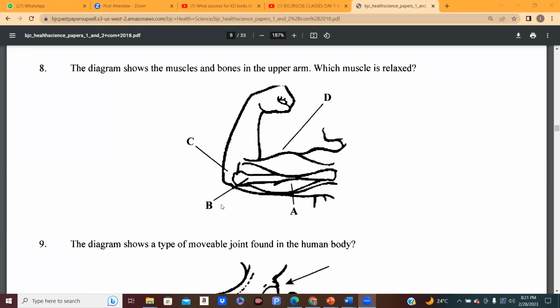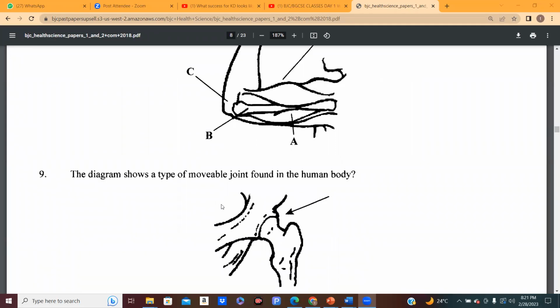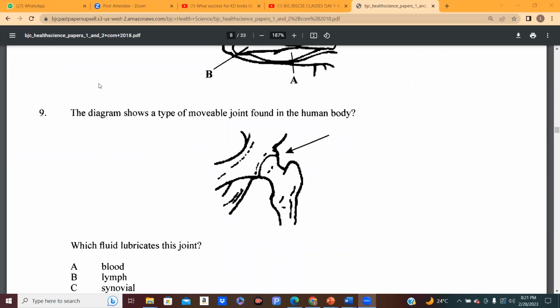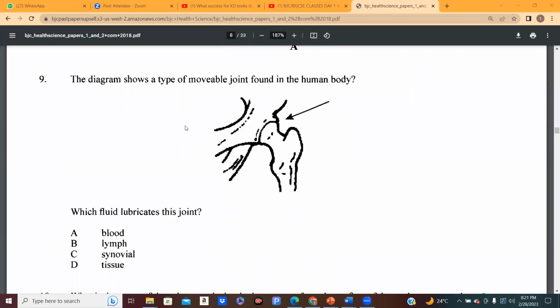All right, the next question is for Kevinique. Kevinique, the diagram shows a type of movable joint found in the human body. Which fluid lubricates this joint? Is it A, blood, B, lymph, C, synovial, or D, tissue? Which one? Is it B?